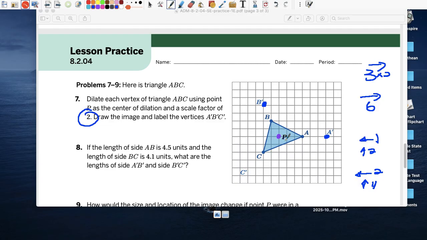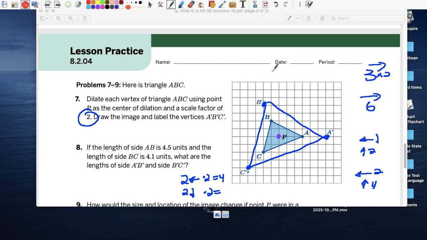For C, to get to C, I'm going to go 2 left and 2 down. Scale factor of 2, multiply that by 2. So times 2 equals 4, times 2 equals 4. So now from point P, I'm going to go 4 left, 1, 2, 3, 4, and then 1, 2, 3, 4, right here. So if you connect the dots now, you can see that it's the same shape, right?